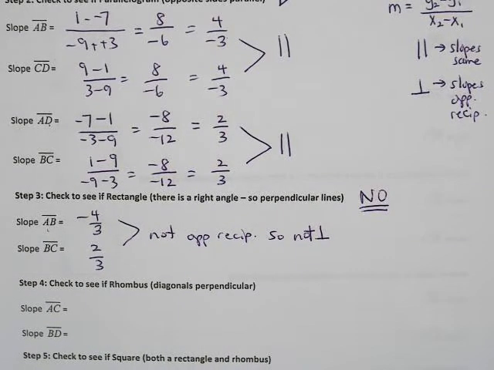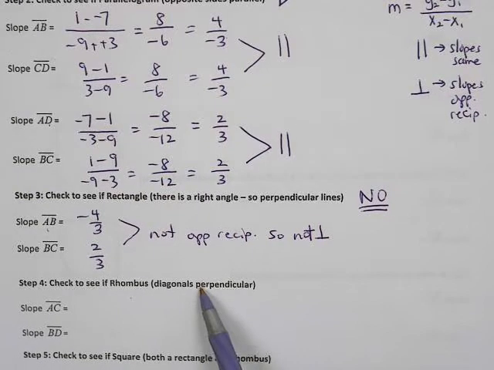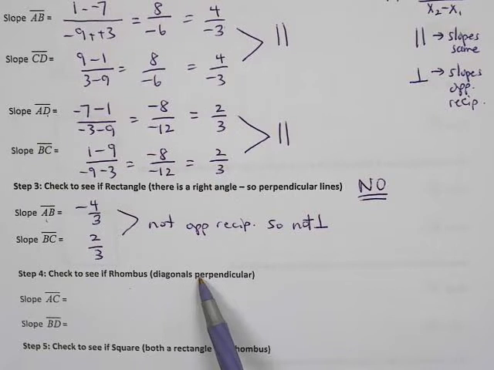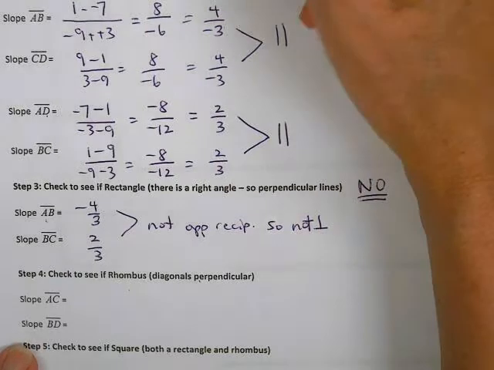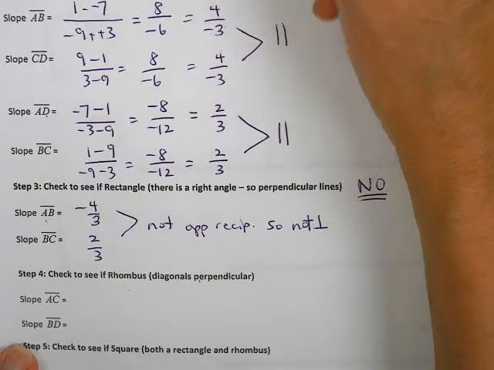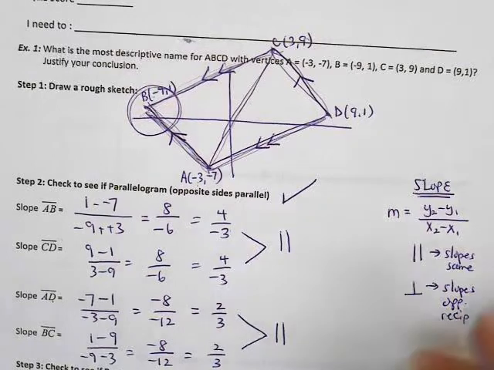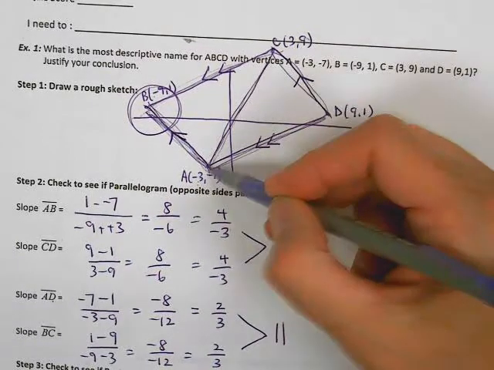All right, now we need to check to see if it is a rhombus. In a rhombus, the diagonals are perpendicular. Now I haven't calculated those slopes yet. So I'm going to look at the slope of, what did they do first here? AC. So let's look at the slope of this diagonal right here first.